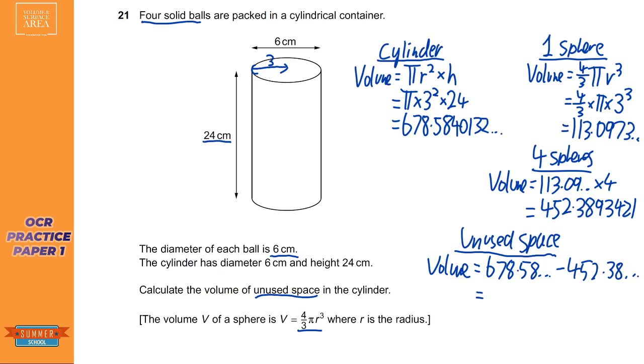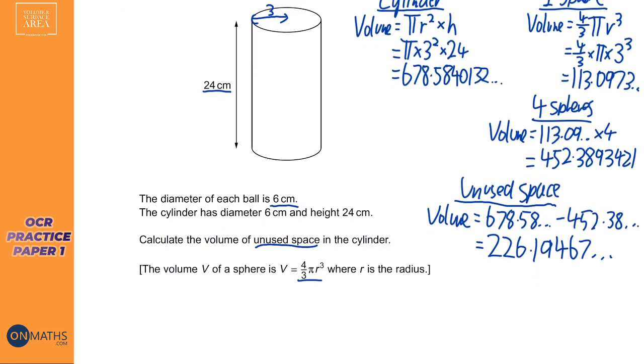Now I've still got the 452 in my calculator, so what I'm going to do is type in 678.58403132. Take away, and what you do on the Casio calculators and most other calculators is you press the answer button, and it will use the last answer you used on the calculator. Press equals, and you get 226.19467 blah blah blah.